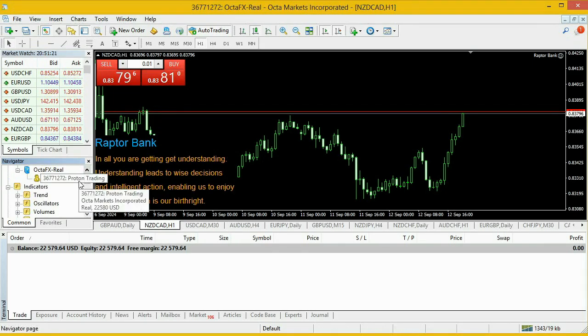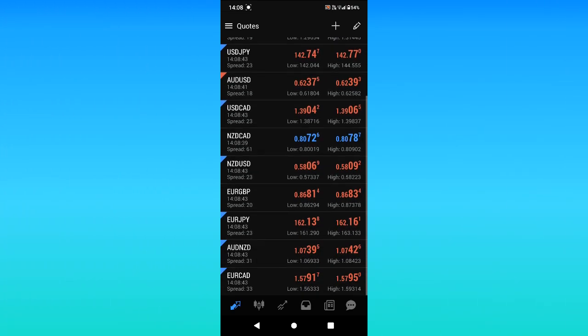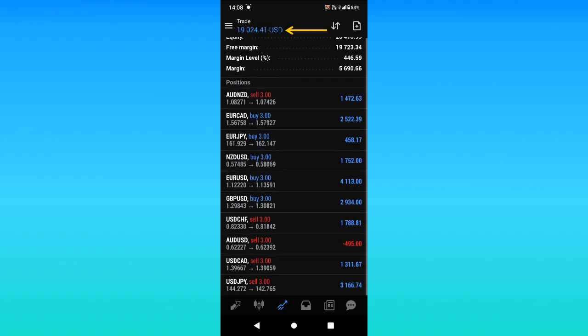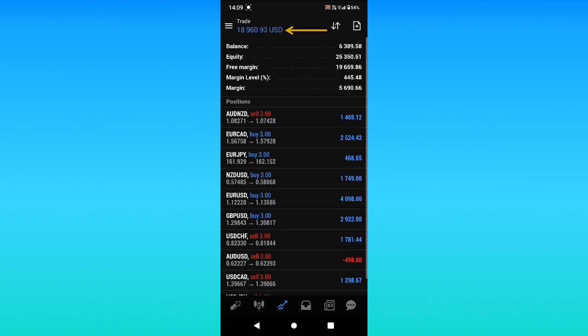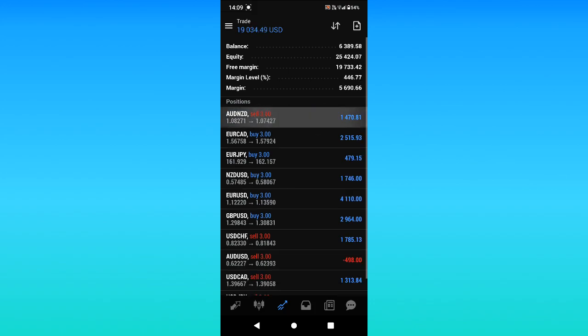As you can see, this is real money, this is a real account. Let's have a look at something even more impressive. This is another example of how powerful and effective the Raptor is. This is obviously a live market, and we've made around $19,000 in profit so far. All these trades were executed by the Raptor, as you can see.